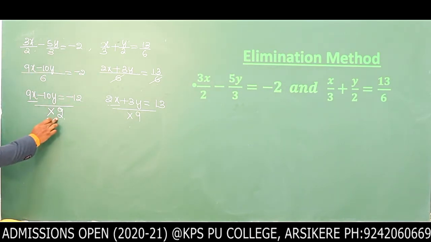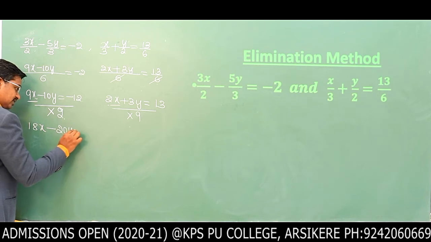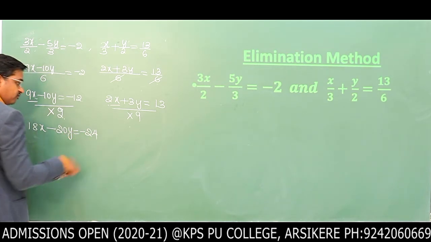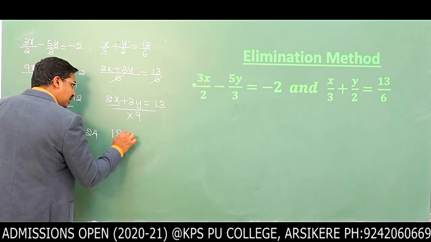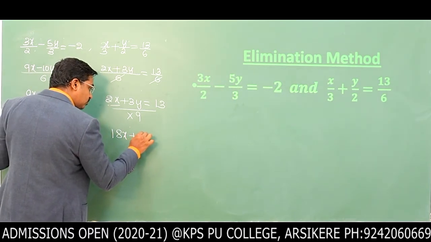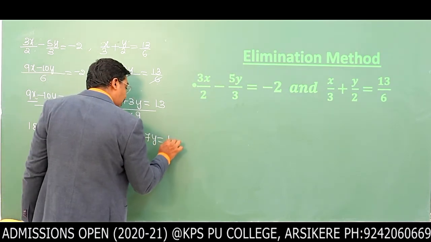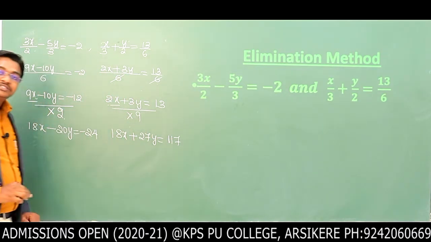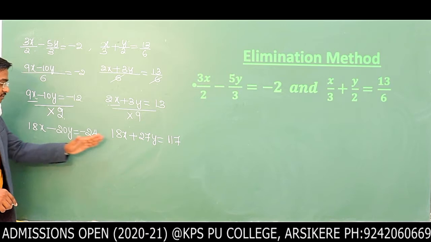When you multiply the first equation by 2: 9 2s are 18x minus 10y into 2, 20y, is equal to minus 24. For the second equation: 18x plus 9 3s is 27y is equal to 13 9s is 117. Next step is simplification. Either subtract the first equation from the second equation or the second equation from the first equation.